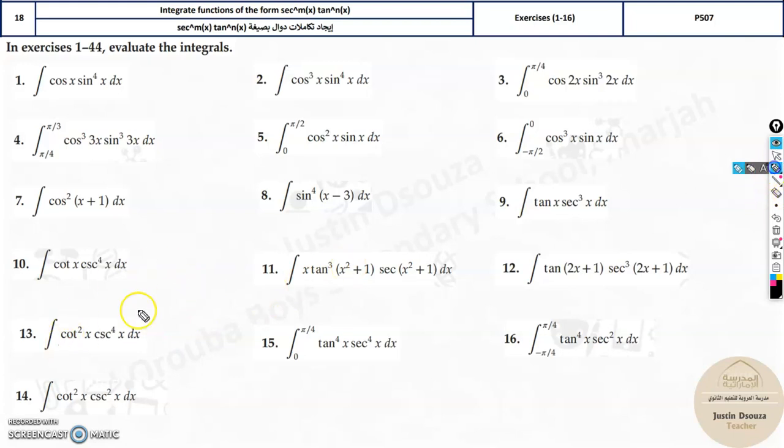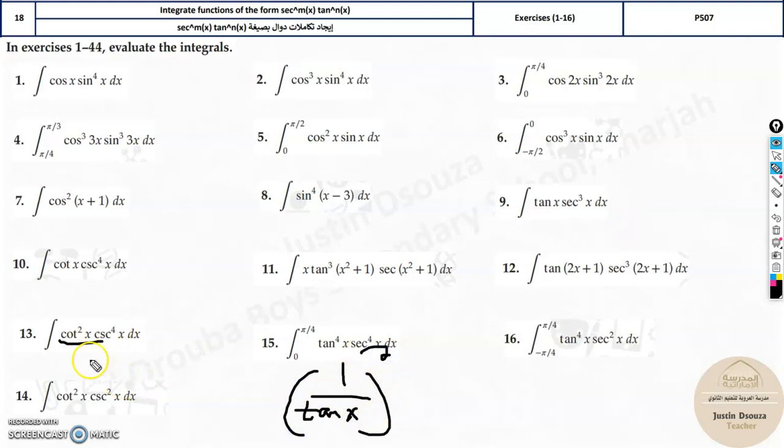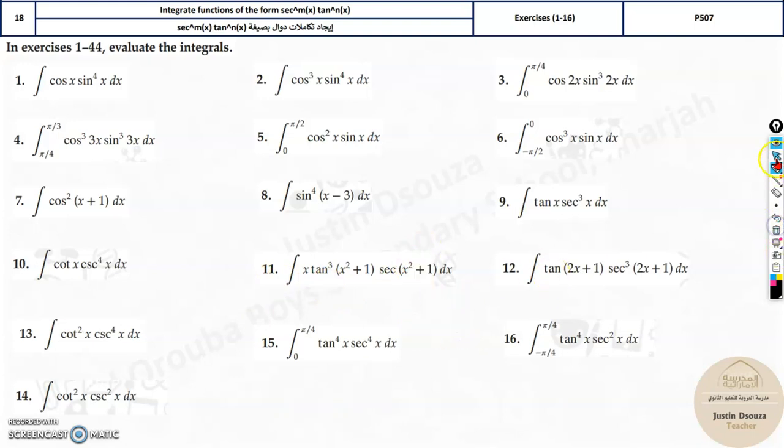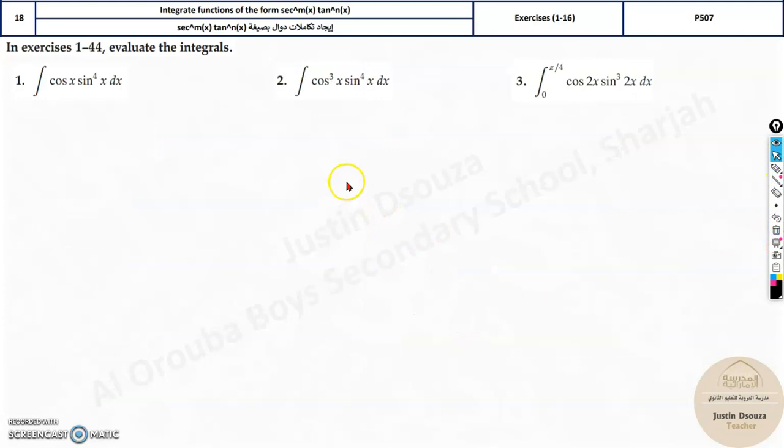Now, if you're thinking, how do we do this? Very simple. Instead of cot, you have to put 1 by tan x the whole squared. That's the only thing. Just remember, use sine. Now see, cosecant. Cosecant is not there in your calculator, but we have sine, and cosecant is equal to 1 by sine. So just remember to put this in the calculator and solve. So these are the methods.